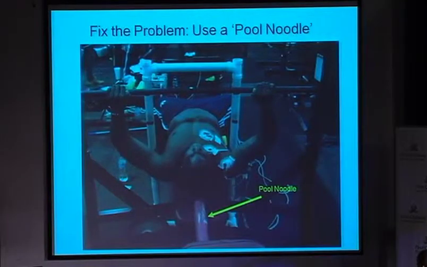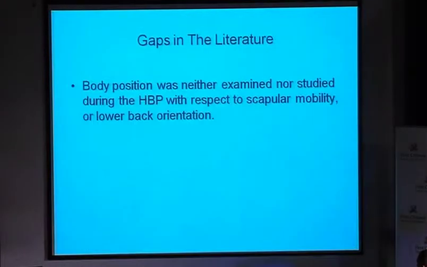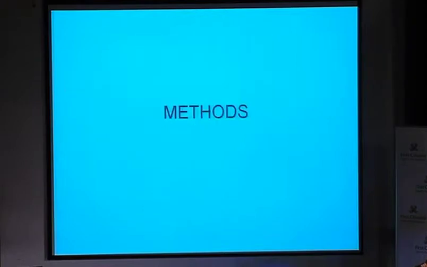So he suggested to fix the problem by using something that we find around swimming pools, a pool noodle, placing that along the length of the spine, and you lie on top of that. What it does is elevate the spine, and it creates space for the scapula to move. All right? So, gaps in the literature. Body position was neither examined nor studied during the horizontal bench press with respect to scapular mobility and lower back orientation. So these are the two variables that we looked at.